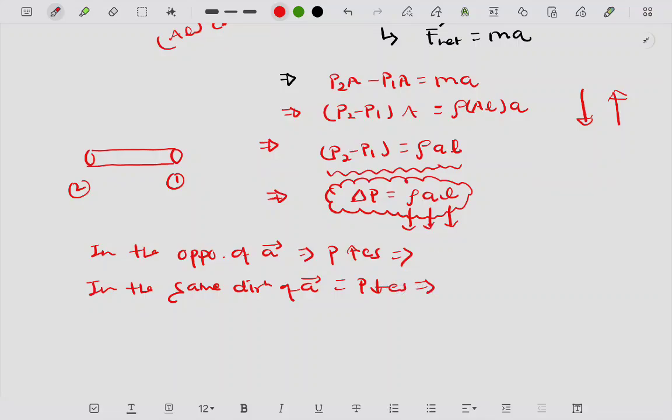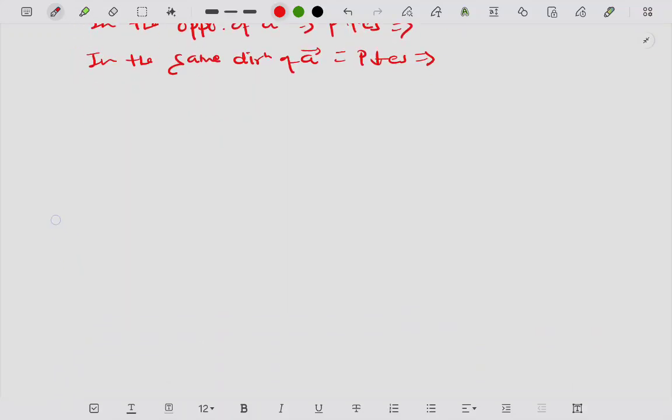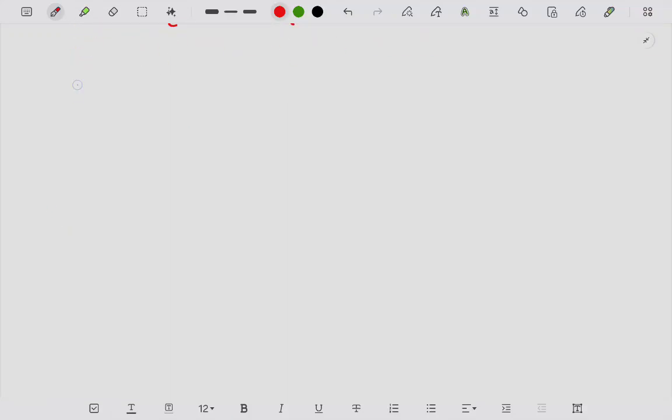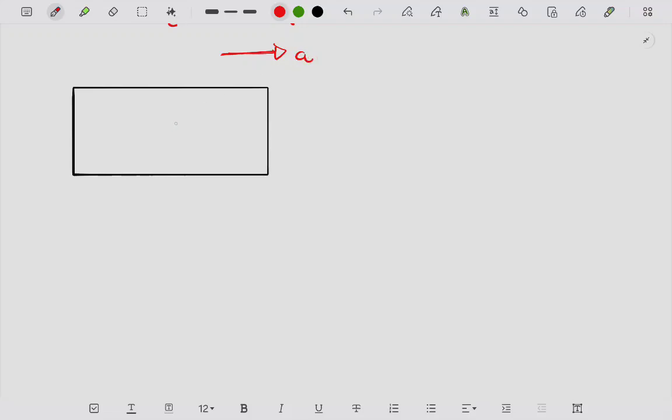Okay, one question I'm going to solve. See it. The question is what? Let's suppose, sir, we have a container. I'm just taking a cuboid or cube container. You can take anything. Right now I'm taking this container, which is accelerating with an acceleration of a.